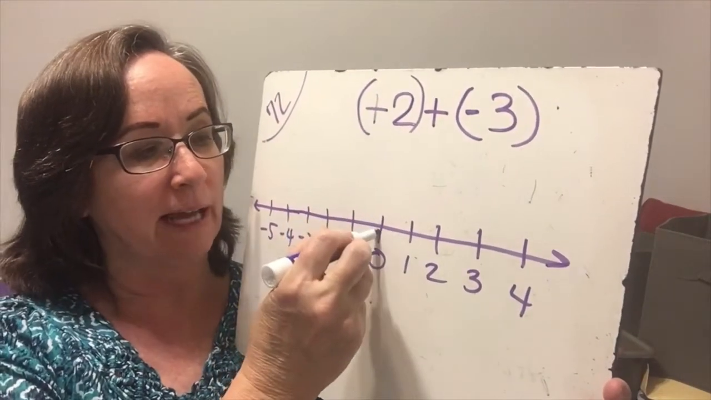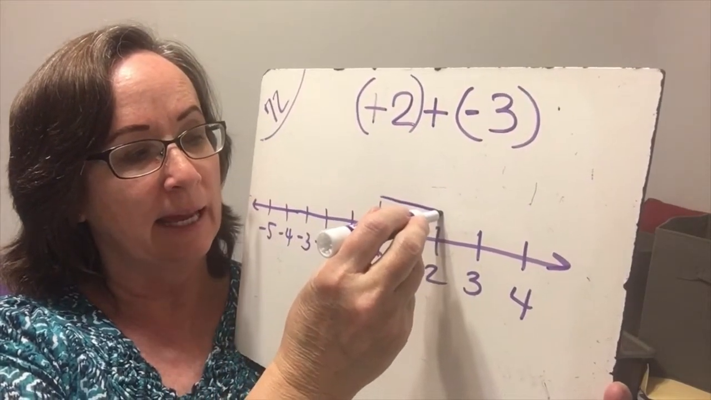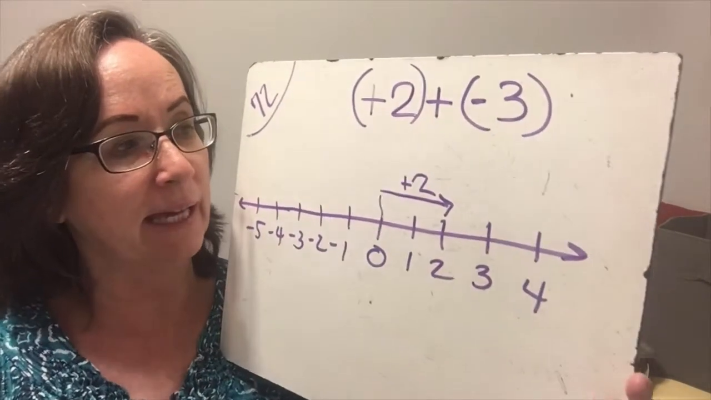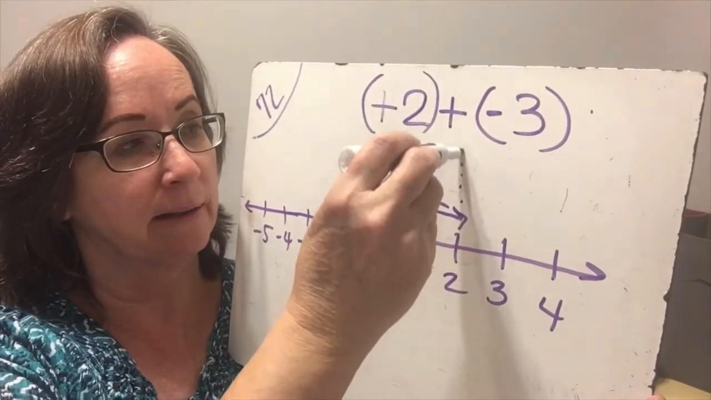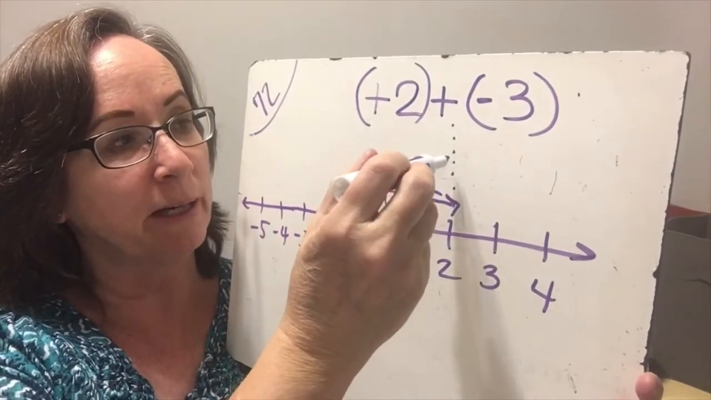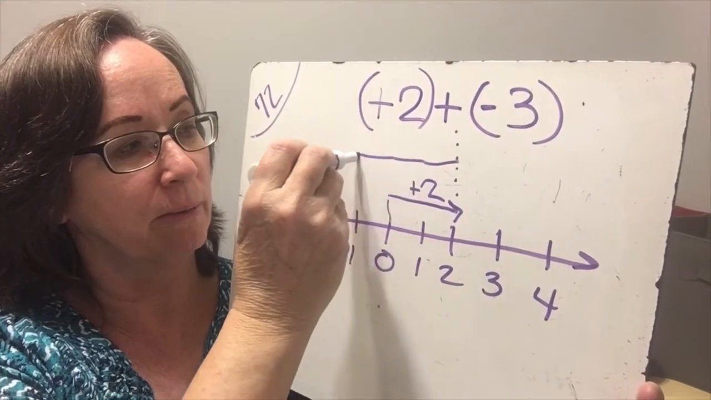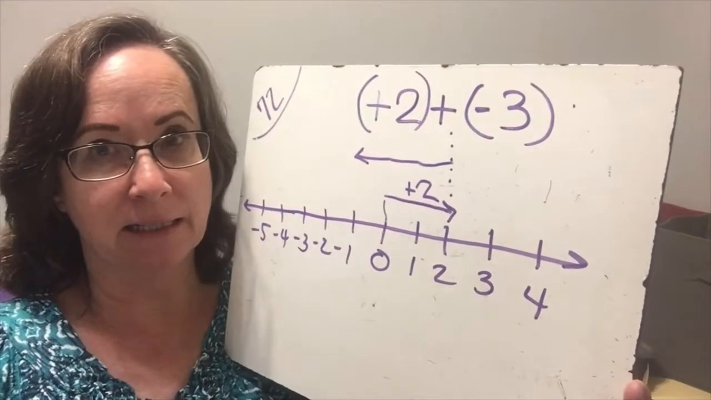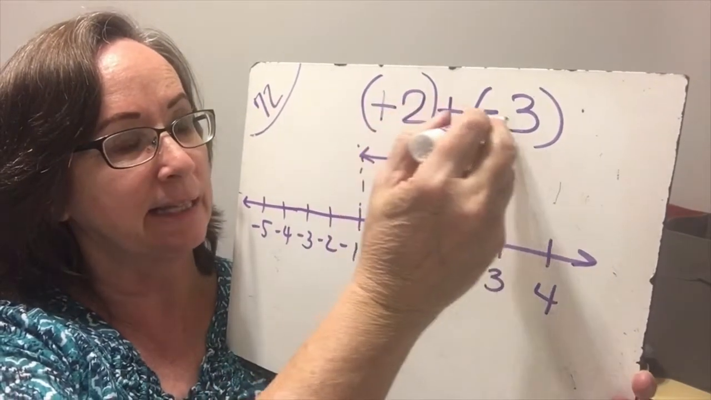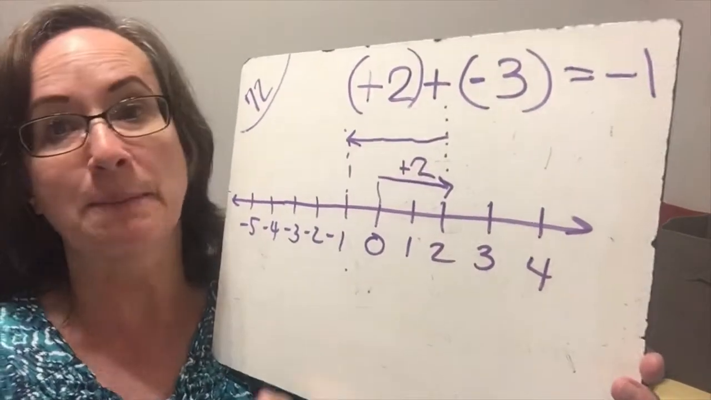So we would start at 0, and we would go 2 steps to the right, and 2 steps to the right would be the positive 2. Okay, and then from that point, I'll make a little dotted line up because we're going to stay right at that point. We're going to make 3 steps to the left. So 1, 2, 3. And we wind up at -1. So 2 plus a -3 is a -1. Okay? Now that's perfectly fine.